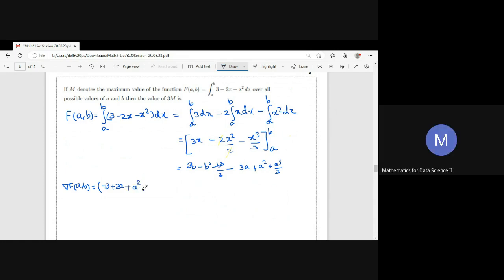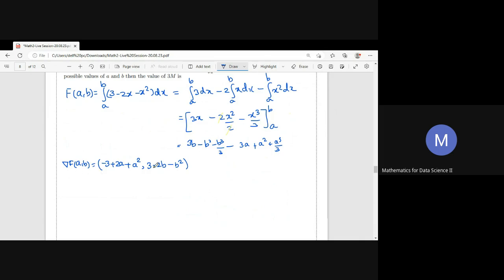And what about the partial derivative with respect to b? It is 3 minus 2b minus b squared; the 3b squared by 3 is just b squared. Now you have to find the critical points. How do you find them? You equate the derivatives to 0 and solve. So a squared plus 2a minus 3 equals 0. And this you can rewrite as b squared plus 2b minus 3 equals 0. I am just taking the negative of this so that it is easier for solving.